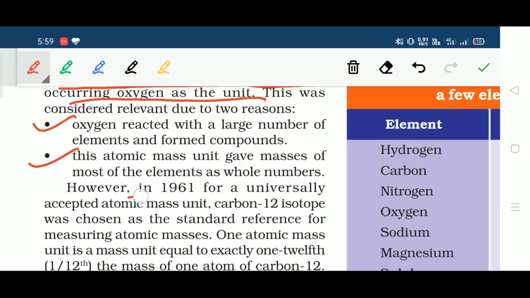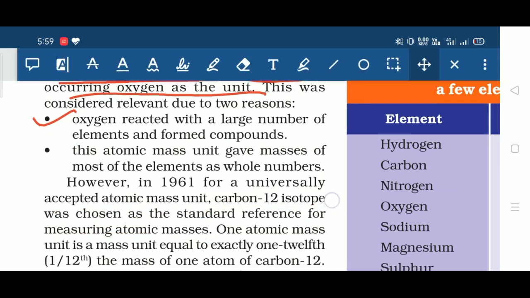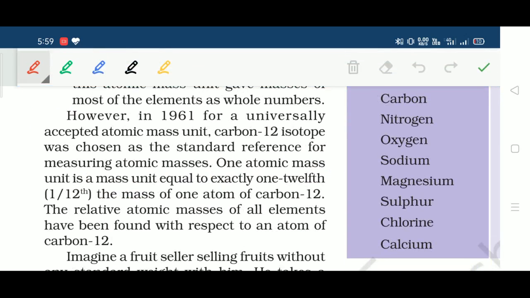But in 1961, for the universally accepted atomic mass unit, the carbon-12 isotope was chosen as the standard reference for measuring atomic masses. That means initially we used oxygen, but now we use the carbon-12 isotope as the standard reference for measuring atomic masses. And what exactly is one atomic mass unit? It is equal to 1/12th of the total mass of one atom of carbon-12. That means one atomic mass unit is equal to exactly 1/12th the mass of one atom of carbon-12.